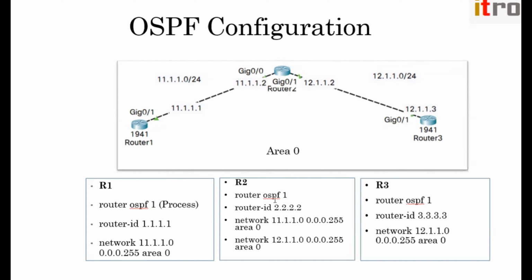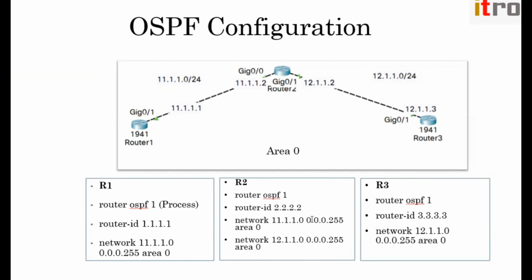Then we go to R2, say router ospf 1, router-id 2.2.2.2, network 11.1.1.0 0.0.0.255 area 0. Then network 12.1.1.0, and because this is a /24 network, the wildcard mask will be 0.0.0.255, area 0. You can see these two subnets are part of area 0. Then we move to router 3, router ospf 1. The process is the same for all routers. The router ID is 3.3.3.3, and we add the subnet with a wildcard mask: network 12.1.1.0 0.0.0.255 area 0. In this way we configure each router.